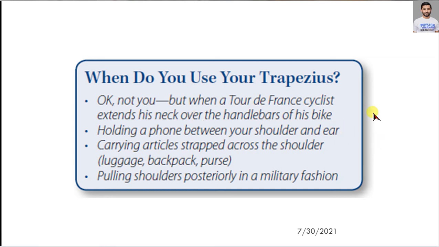So when do you use your trapezius? Okay, not you, but when your Tour de France cyclist extends his neck over the handlebars of his bike, holding a cell phone between your shoulder and ear, carrying articles strapped across the shoulder, and pulling shoulders posteriorly in a military fashion. This is when you use your upper trapezius.